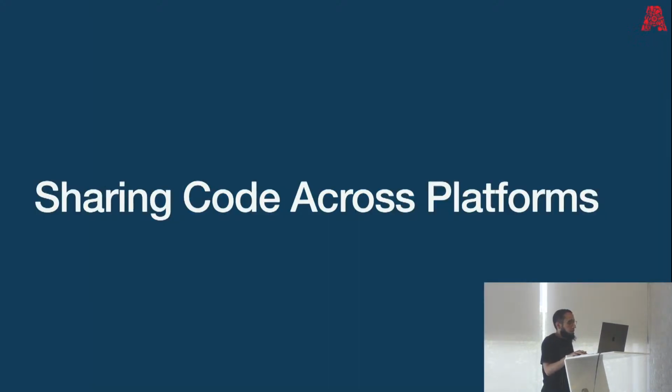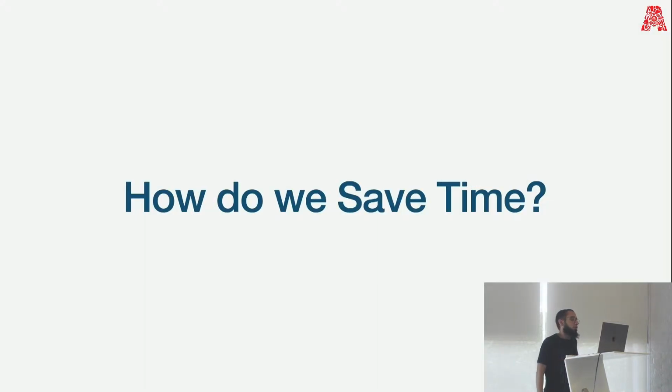Shifting gears, let's talk a little bit about sharing code across platforms. Inevitably, you're building apps and you start thinking, hey, I have an iOS app, I have an Android app, how can I save some time? Do I have some options on sharing code? Do I really have to write all of this stuff twice?